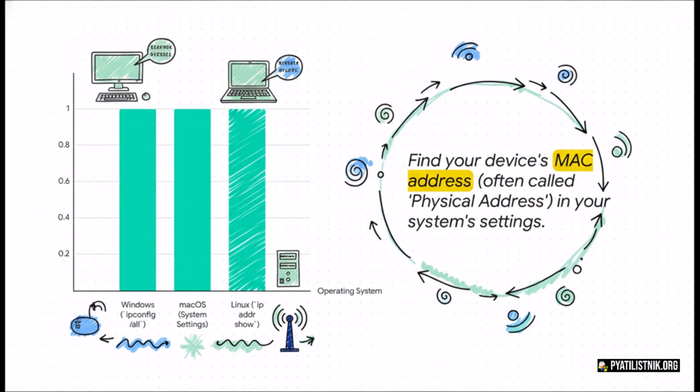And if you want to set that up, you're going to need to find your device's MAC address, which is often called the physical address in your system settings. It's really easy. On Windows, you just open a command prompt and type ipconfig /all. On a Mac, you'll find it in your network settings. And on Linux, you can use the command ip addr show.